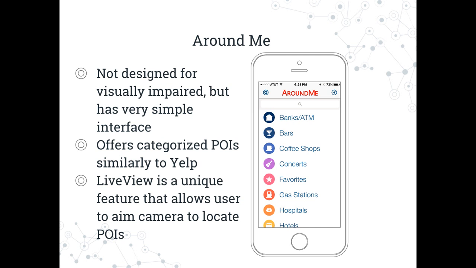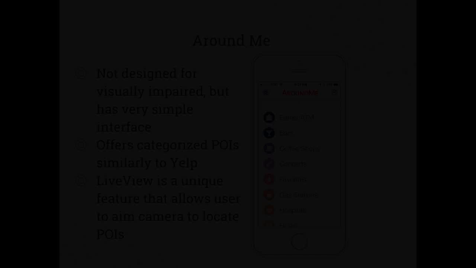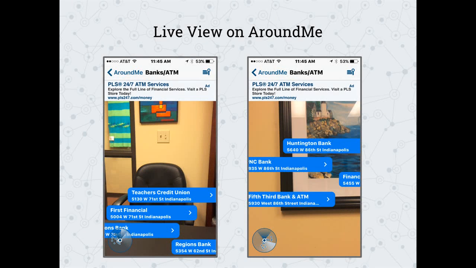One very cool feature about this is that it has live view. I have a picture of it, and it actually allows the user to visually see where things are located. This is actually just pictures from my office, but you can see it has little floating icons almost that depend on where you point it, almost like a radar, tells you where those different locations are at.